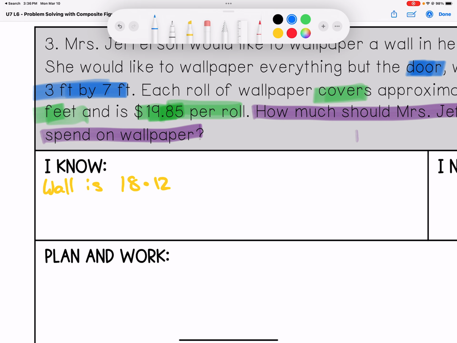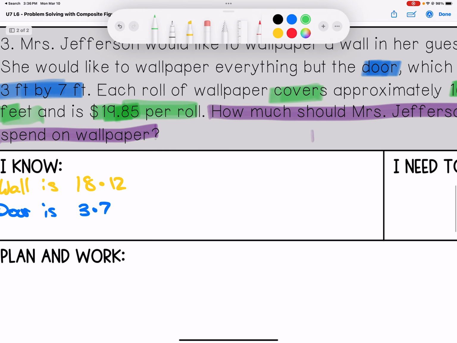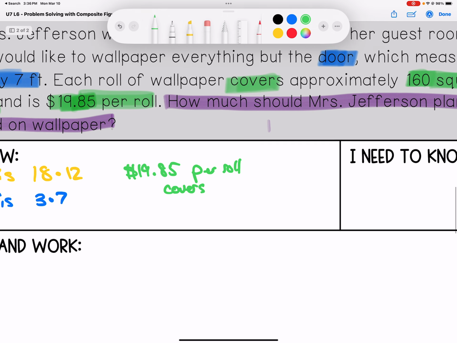All right, I know the door is 3 by 7. Also know that it's $19.85 per roll and covers, what did it say? 160.